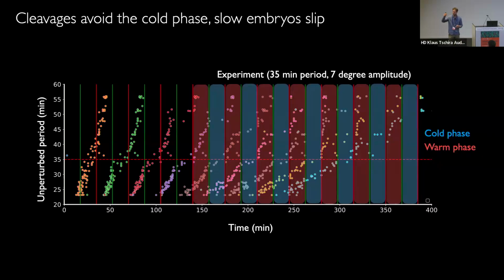So it seems like the modulation is really gating the cell division to occur in the warm phase, and especially for the periods that are slower than the modulation, basically they don't manage to divide in the hot phase, so they decide to skip during the cold phase and divide in the next one. So you have these phase slips, basically. So this is what we saw in the experiment.